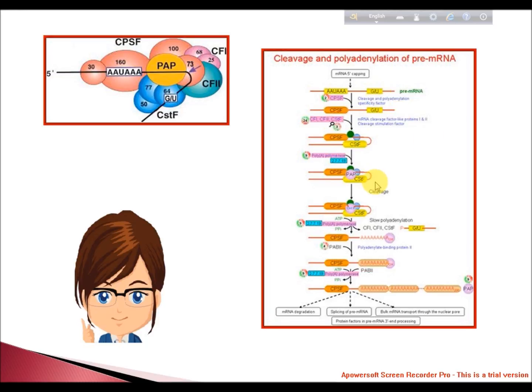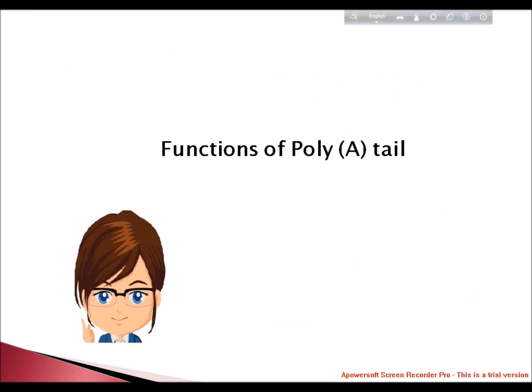This diagram illustrates the different steps in the addition of the poly A tail. Now we come to the mechanism. At the 3' end, the pre-mRNA is generated, which is generally 200 or more nucleotides from the poly A addition site. CPSF and CSTF bind to their respective sequence sites, that is the poly A signal and the GU or U-rich sequences respectively.